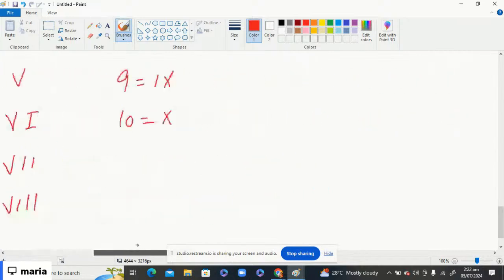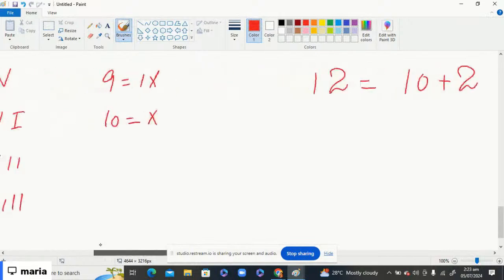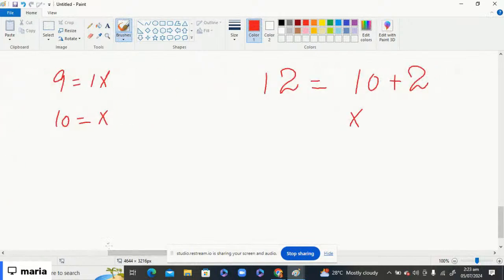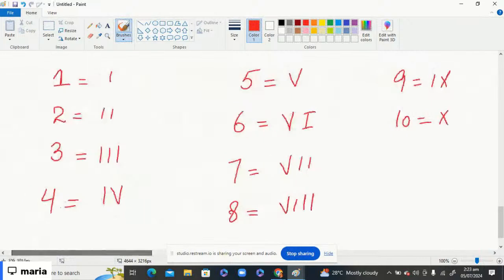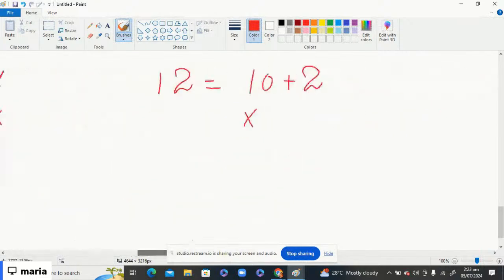So now for example, if I write down the Roman numerals for 12, what does it mean? It means 10 plus 2. So we just check it out. What is 10 here? That is X. What is 2 here? This one is 2 lines. So we're just going to move with this.